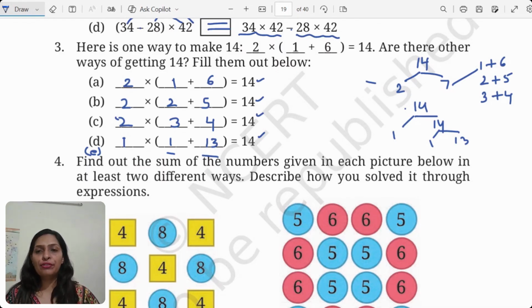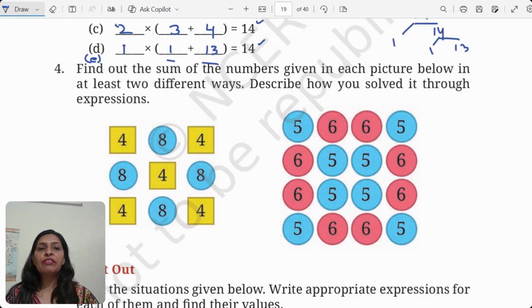Moving to question number 4 now. Here we have been given a picture. Find out the sum of the numbers given in each picture below in at least two different ways. So we have to apply two different ways to solve this.